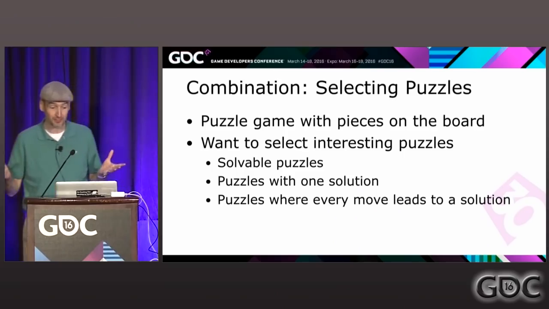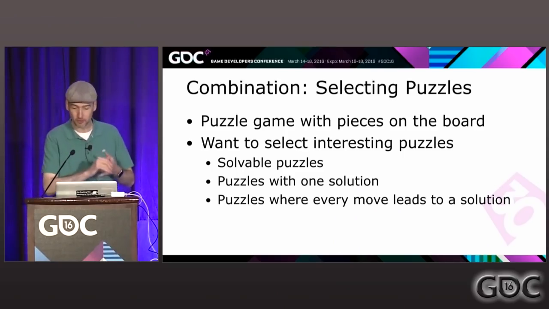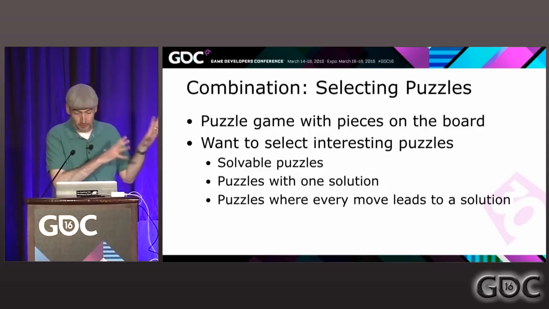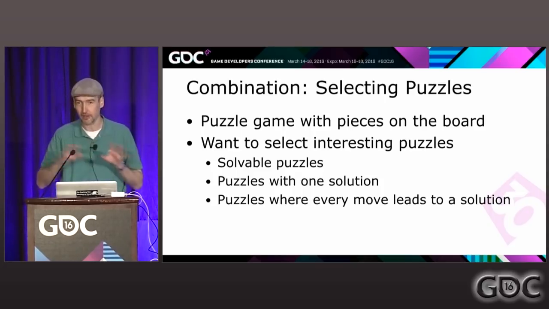We could say, for instance, what are solvable puzzles? What are puzzles with one solution? Other queries on top of that. And knowing how to do this ranking and unranking of permutations and combinations is crucial to being able to do that efficiently.